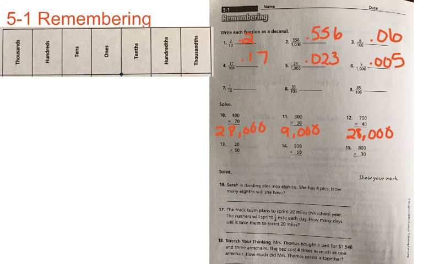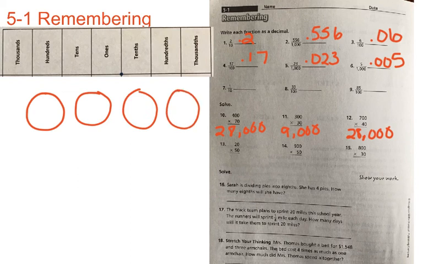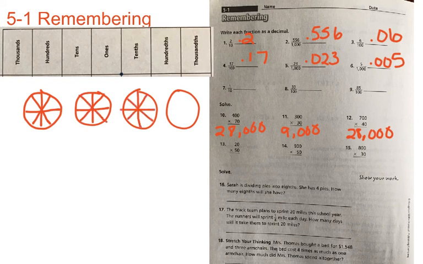Number 16 reads, Sarah is dividing pies into eighths. She has 4 pies. How many eighths will she have? If you wanted to draw this, you'd draw 4 pies because she has 4 total pies. And each one of those pies has 8 pieces. If you wanted to draw a picture, you could break each one of those into 8 pieces. But you know that there's 8 pieces in each. So if you have 8 in each, it's 8 times 4 because you have 4 pies. 8 times 4. And so you could do 8 times 4 equals 32.